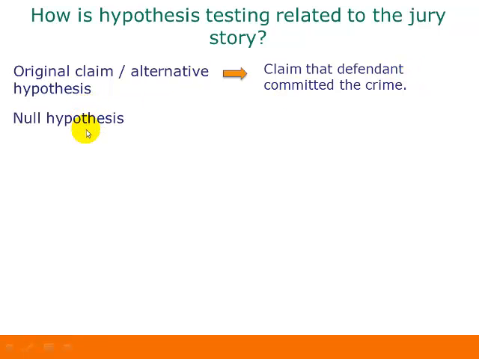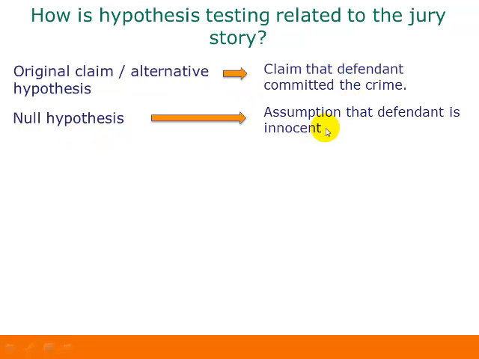In a hypothesis test, we have the null hypothesis, which represents the status quo. In our jury story, this would be the assumption that the defendant is innocent. That's the assumption that we're starting with, and we can't reject that assumption unless we have very strong evidence.